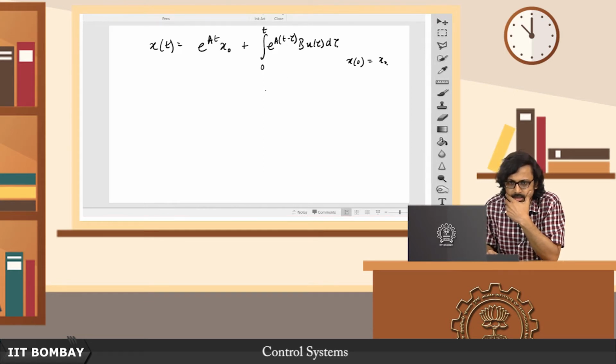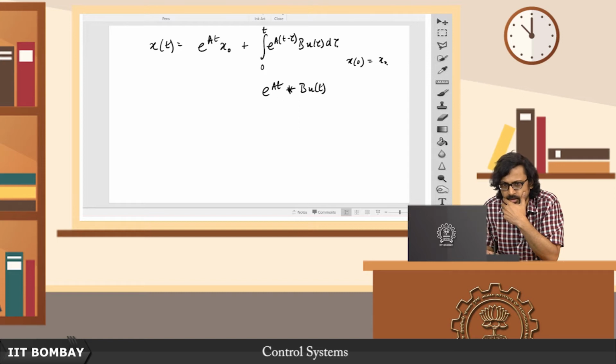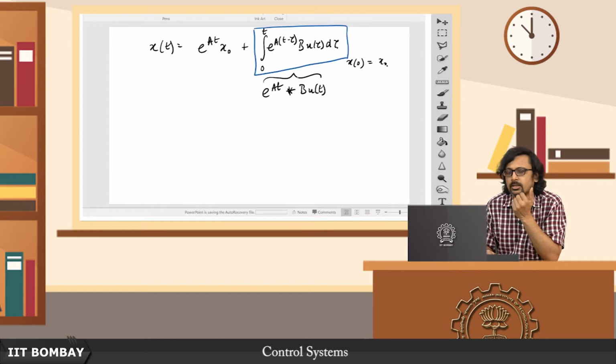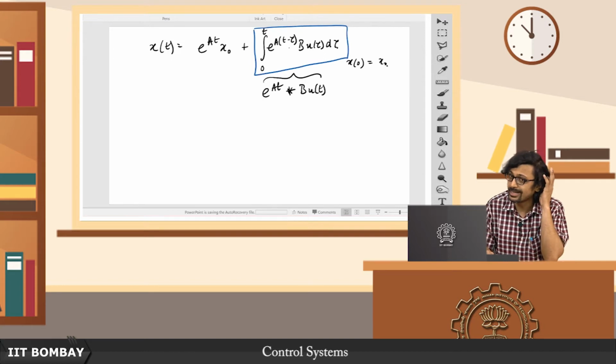Earlier I had just written this as e^(At) convolved with B u, but that is what this term is. So maybe let me color that with a different ink. This is what this term is, this convolution integral, and now I am writing it down this way.